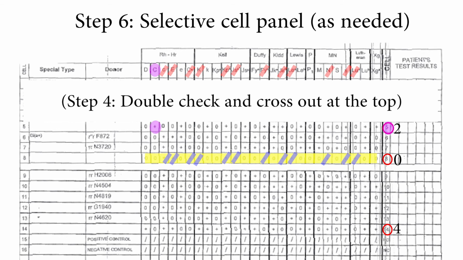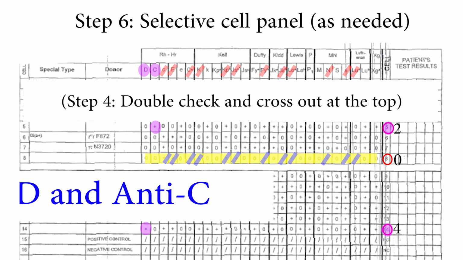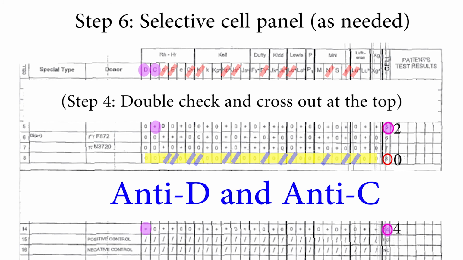Cell number 5 is positive because the big C antigen is present. Cell number 8 is negative, so we can rule out big E, Cw, big K, and Lutheran a antigens. Cell number 14 is positive because the big D antigen is present. Now you have it. This patient has antibody D and big C present in the plasma.